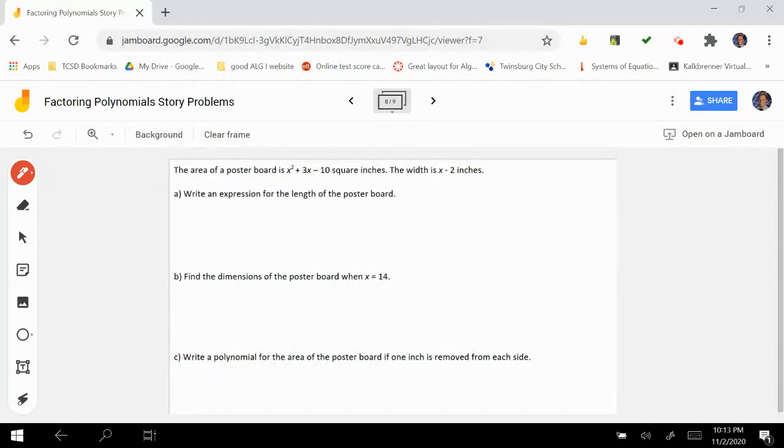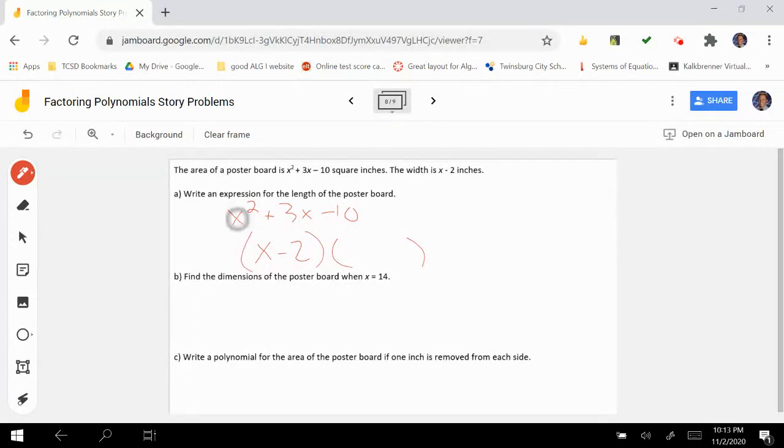The area of a poster board is x squared plus 3x minus 10 square inches. The width is x minus 2. So they keep giving us half of that information, which is fantastic, right? So we have x squared plus 3x minus 10. I could solve that by using the x method, right? What multiplies to negative 10 and adds to 3? But why do you think they're giving us half the answer? How do you get the second half?